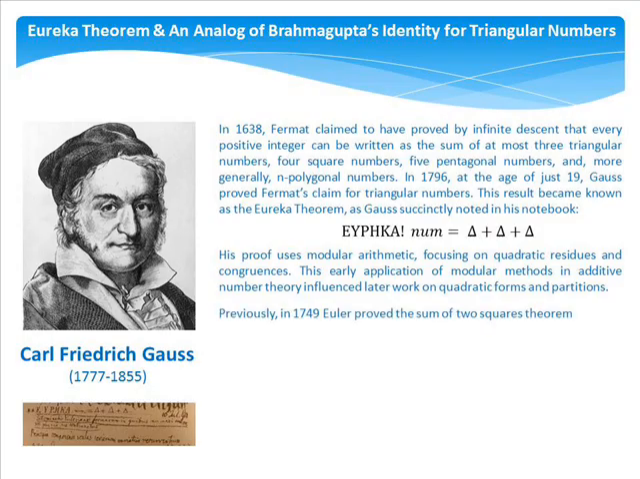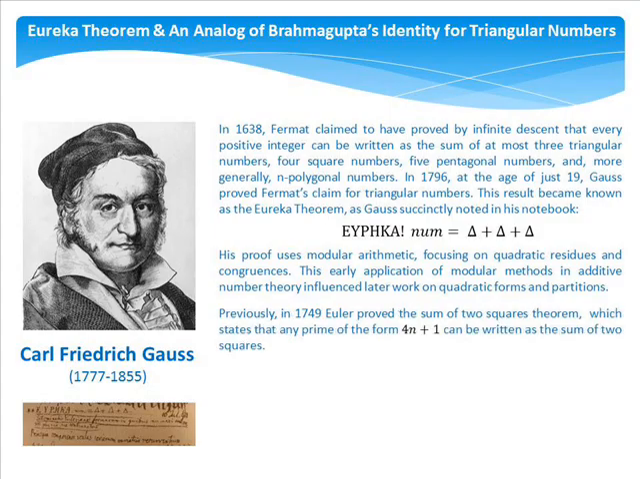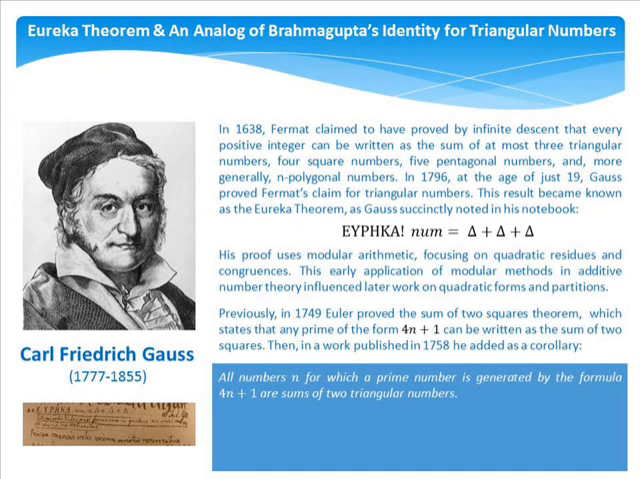Previously, in 1749, Euler proved the sum of two squares theorem, which states that any prime of the form 4n plus 1 can be written as the sum of two squares. Then, in a work published in 1758, he added as a corollary: all numbers n for which a prime number is generated by the formula 4n plus 1 are sums of two triangular numbers.